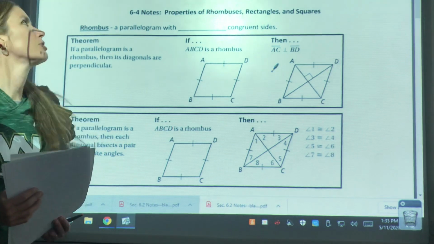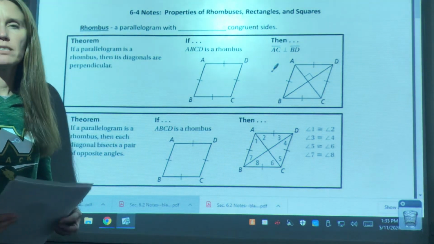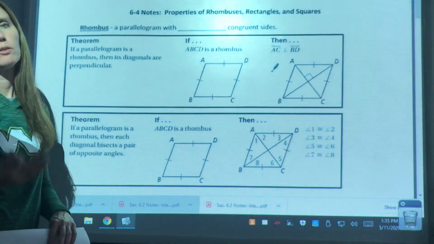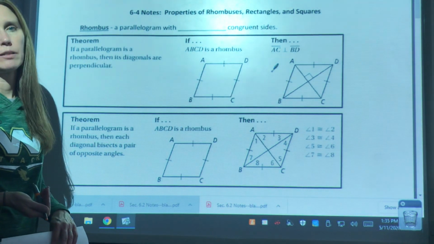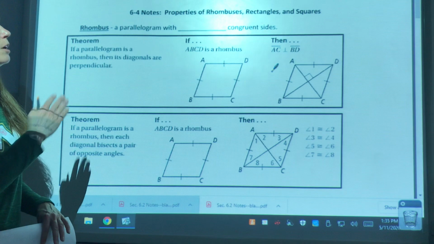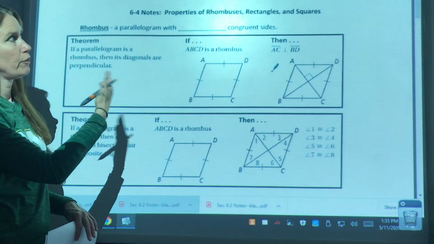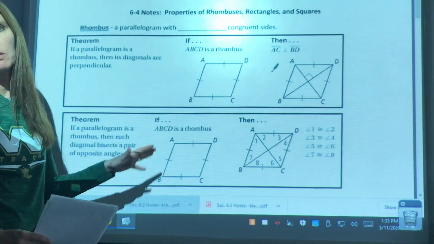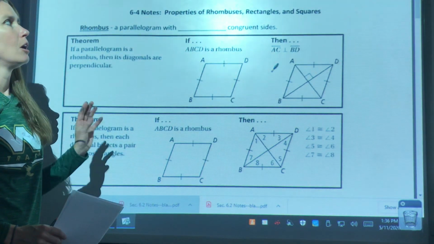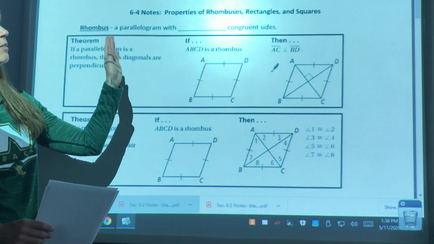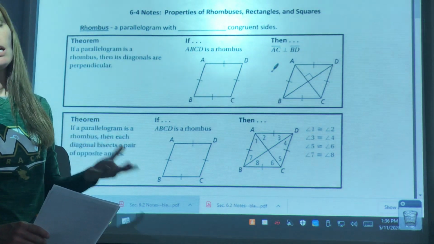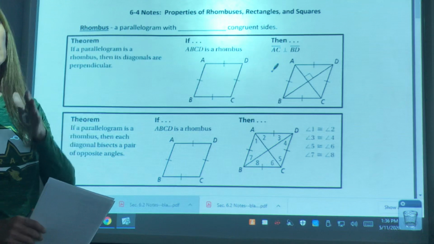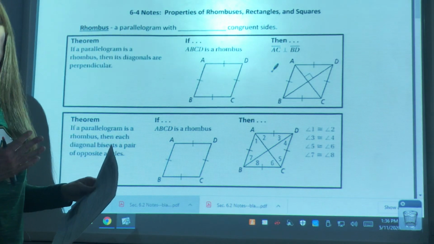Okay, this section is section 6.4, properties of rhombuses, rectangles, and squares. So we talked already about all the properties of a parallelogram, and so all of these new figures that we're talking about now are all parallelograms. So all the properties we just talked about in section 6.2, all of those properties apply for rhombuses, rectangles, and squares, but now we're going to add some new additional properties that make them specifically these different shapes.